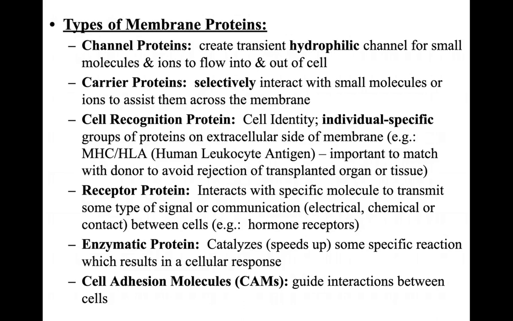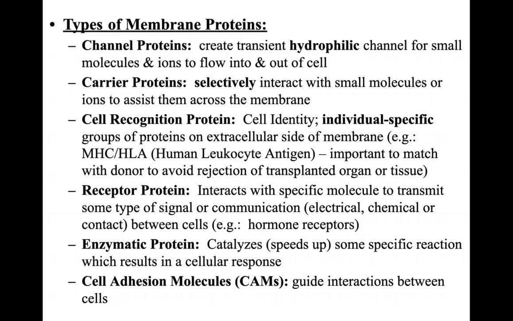So your MHC, your major histocompatibility complex, or the HLA, human leukocyte antigen, is important to match for organ and tissue donors to avoid rejection of the transplanted organ or tissue. They are going to be different unless your person is a genetically identical clone to you. However, you want to limit the differences in there to limit the type of reaction.